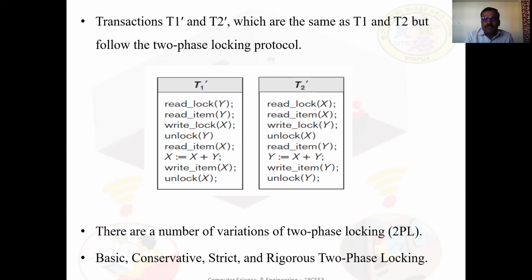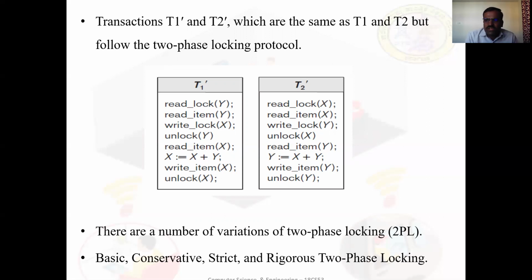Strict two-phase locking is deadlock-free. Conservative two-phase locking is also a deadlock-free protocol. Strict two-phase locking is also a deadlock-free protocol. The last one is rigorous two-phase locking.